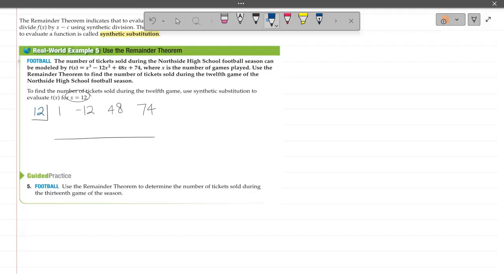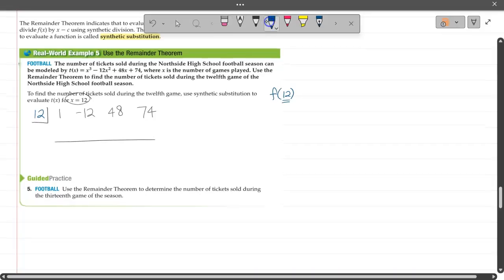If you are given the value of x, or you are given find f of 12, you just put that number in the box. You don't change the sign. If it asks you to divide by the factor x minus 12, then we change the sign and put a 12 in the box. I just want to make sure that part makes sense, because that's a little bit confusing from time to time. Okay, so again, we know that f of 12 is going to equal the remainder.